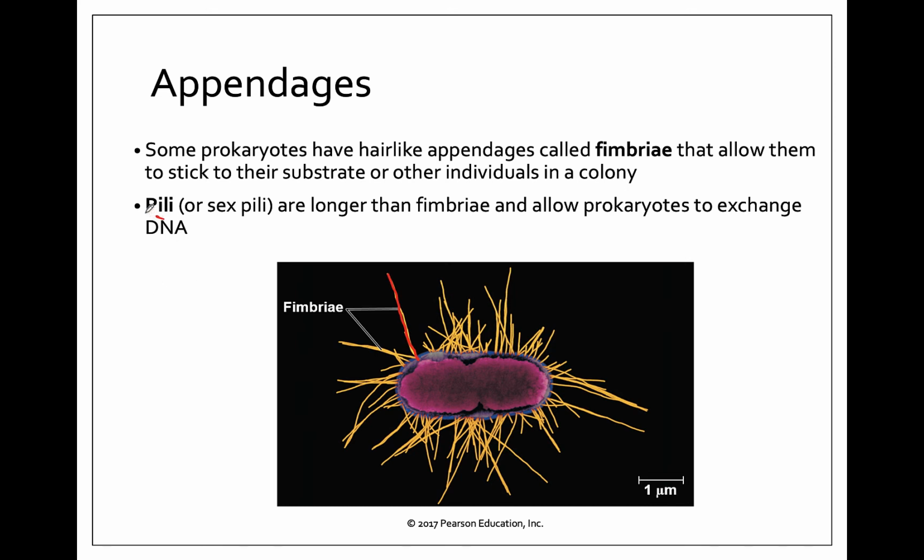Sometimes they have specialized appendages called pili. Pili is plural. You can also say pilus, which is singular. And these are typically longer than a fimbria, so a pilus might be really long. And these are how DNA is exchanged. That would be how sexual genetic variation is introduced between two bacteria, by exchanging DNA along a long pilus.